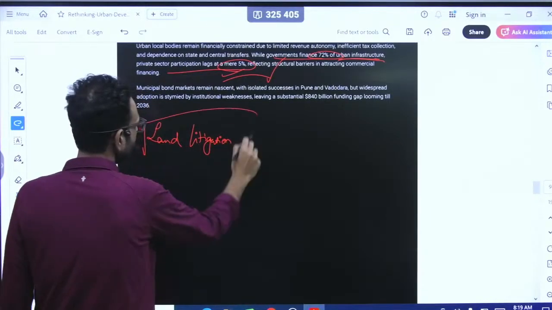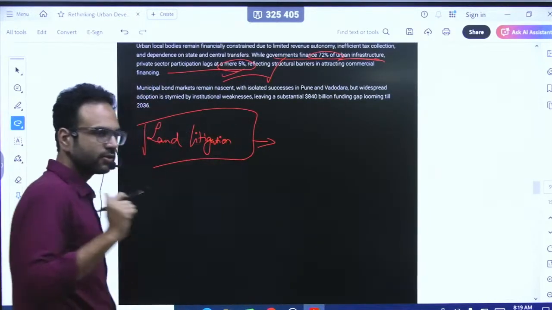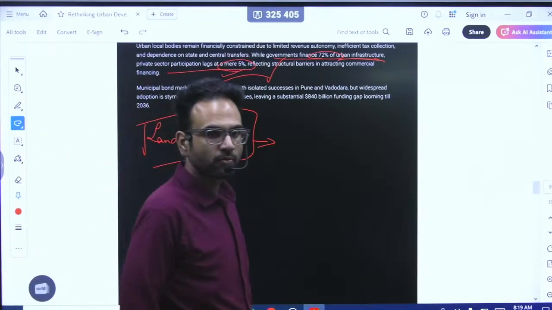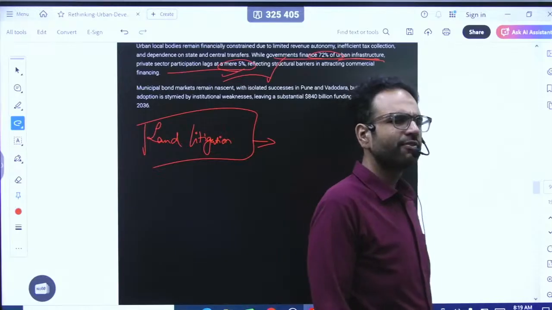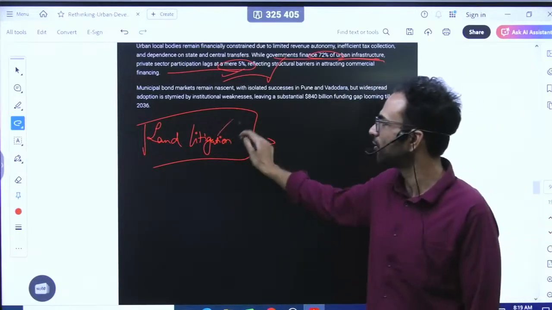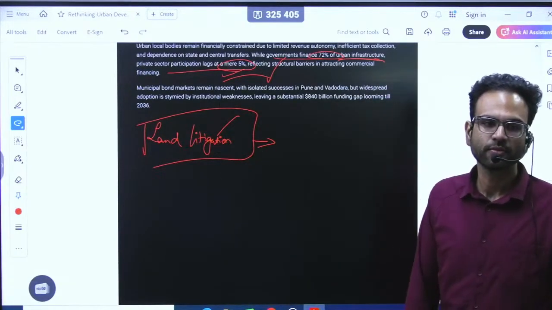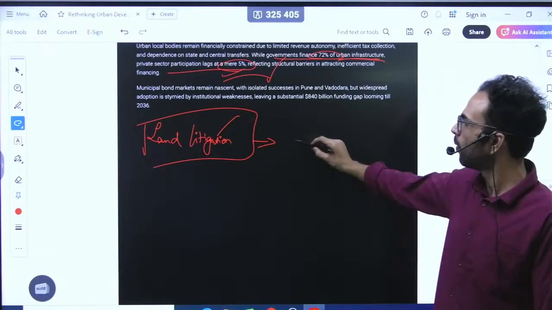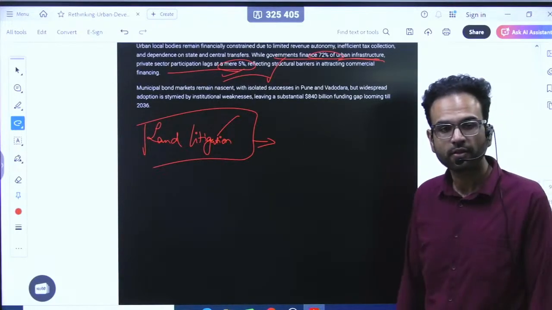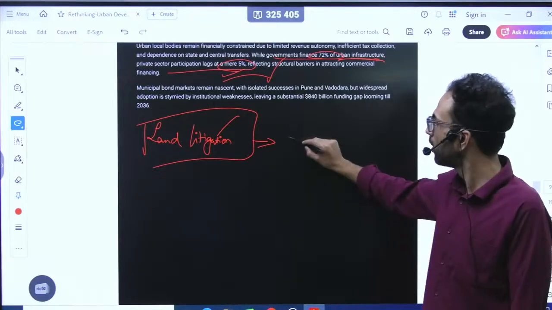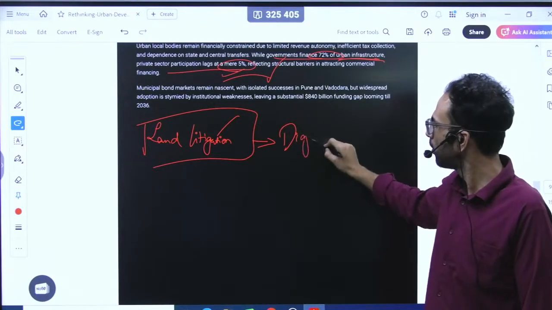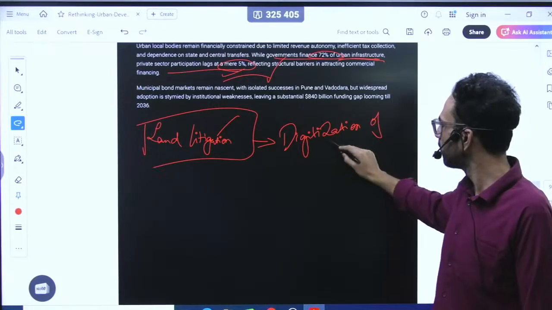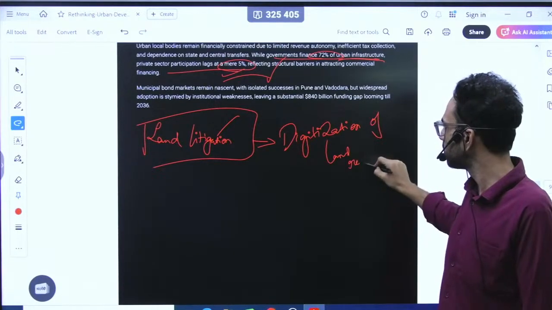So a solution for this, what is the solution? We already have enough laws, and that's why we have litigation also. Simplify the processes. Okay. What is the prerequisite for that? Digitization of land records.